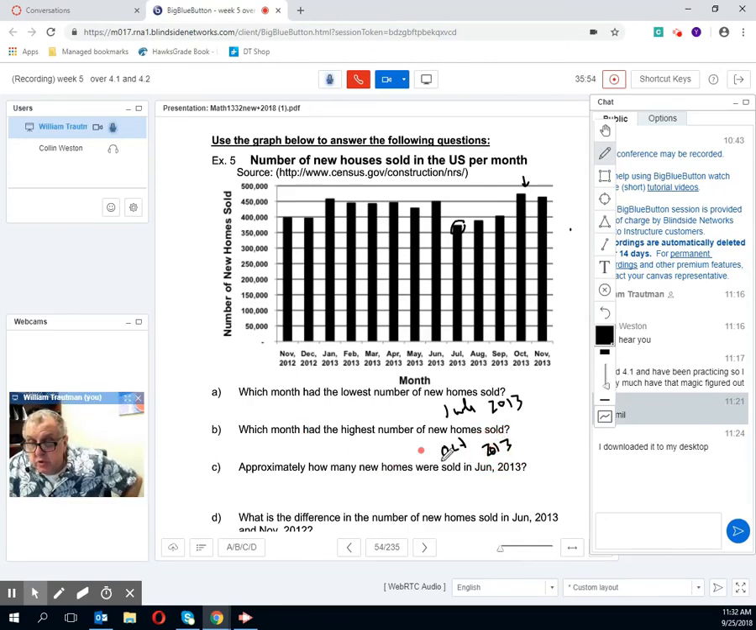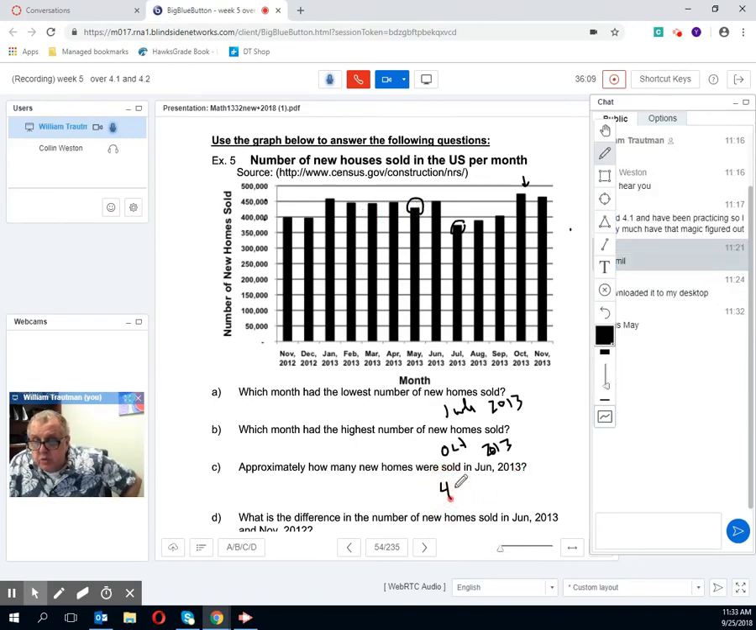Approximate how many new homes were sold in June. So if you look June, approximately how many homes were sold? Well, here's 400,000. Here's 450. It looks right between that. So I would say 425. That's an approximation. Right between 400 and 450.